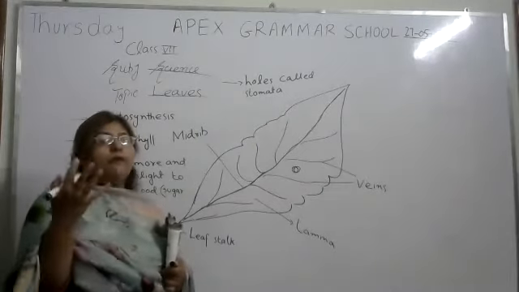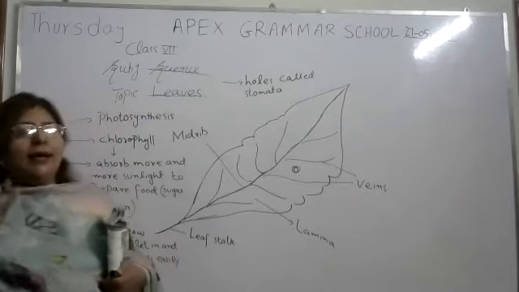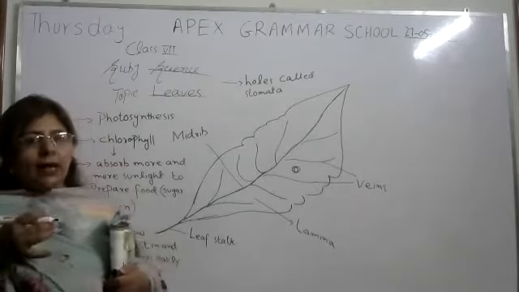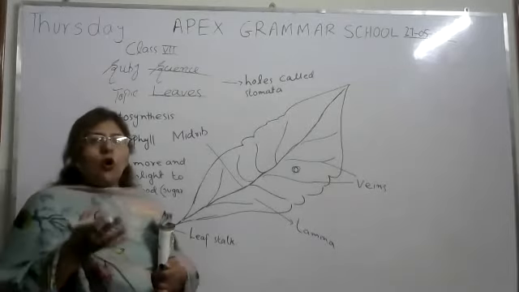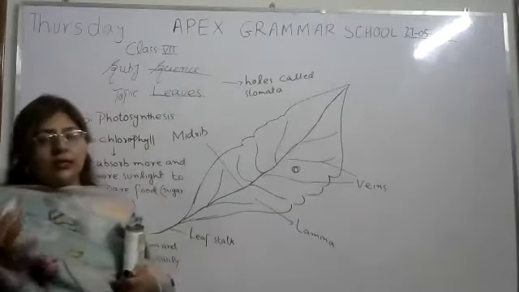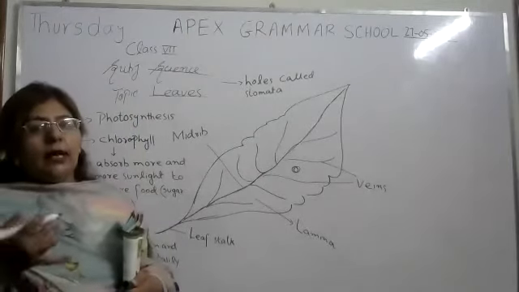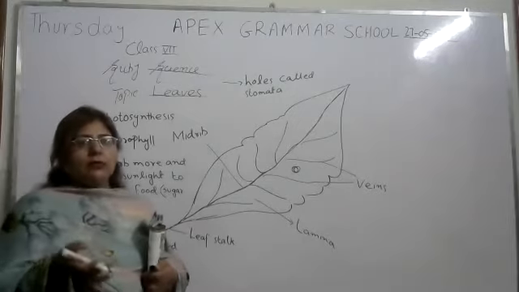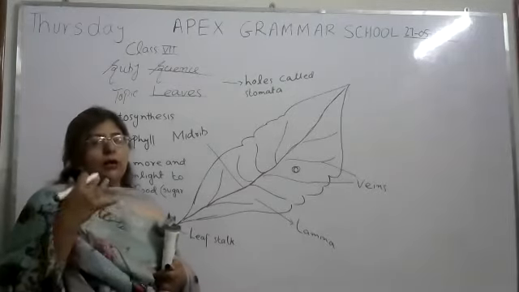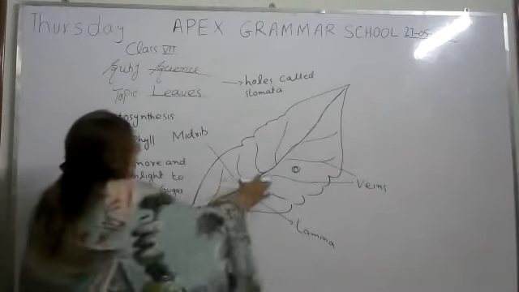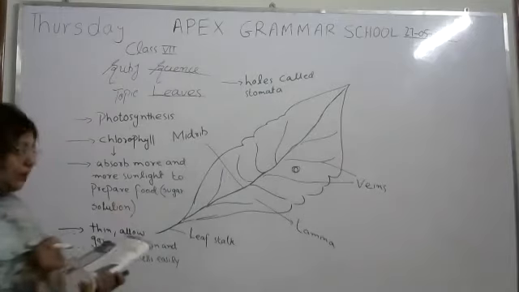So they perform two functions. First, in the daytime they let gases in and out, and at night time they collect all waste materials and also work as an excretory part of a plant, and eliminate all waste materials from the body of a plant. Okay. So stomata are very important in the structure of a leaf.